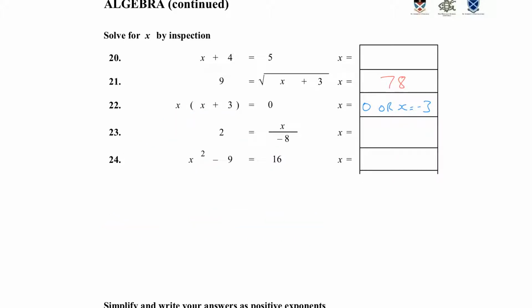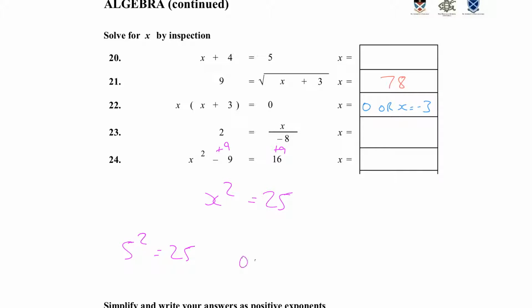Okay, question 24. And I said for one of the previous questions that we're solving by inspection. So the implication is we shouldn't have to do too much working out, but let's do a little bit of working out and say x squared minus 9 equals 16. Well, what happens if we added 9 to each side of our equation? We'd have x squared equals 25. So what squared gives you 25? Well, the obvious solution is 5 squared equals 25.